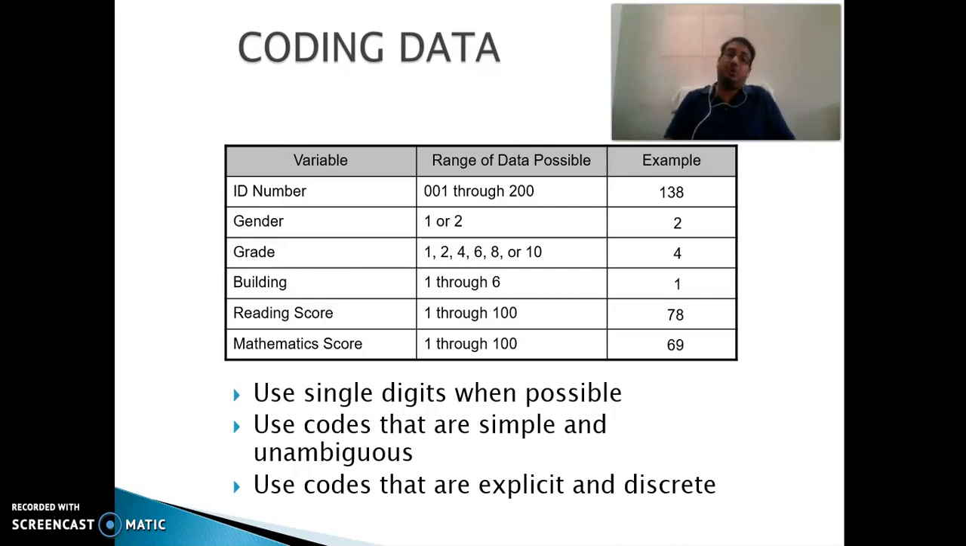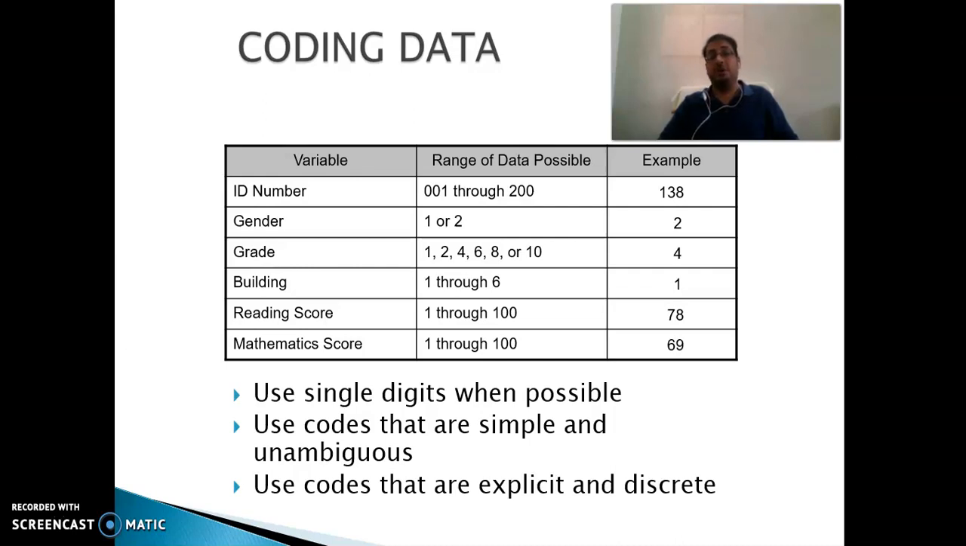Then coding data, how can you code your data? Let's say the variables we have mentioned earlier: ID number, gender, grade, building, reading score, mathematics score. So these are the variables. You can range them. ID 001 through to 200, because our target sample size is 200. Gender, as we mentioned earlier, consists of male and female, so you can range them 1 to 2. Female 2, male 1, and so on.